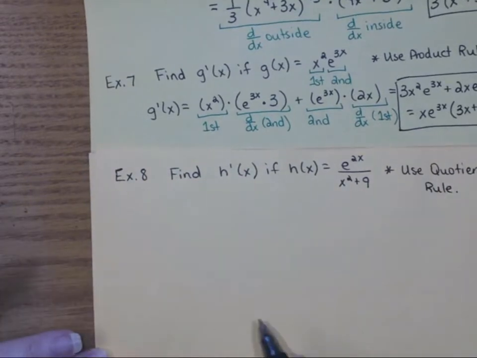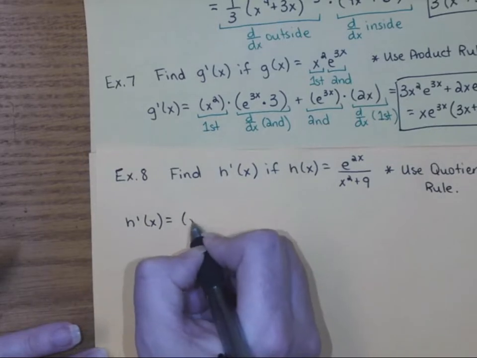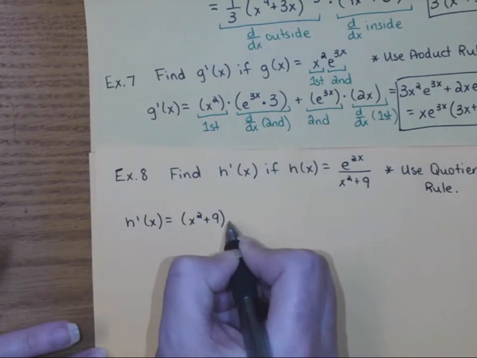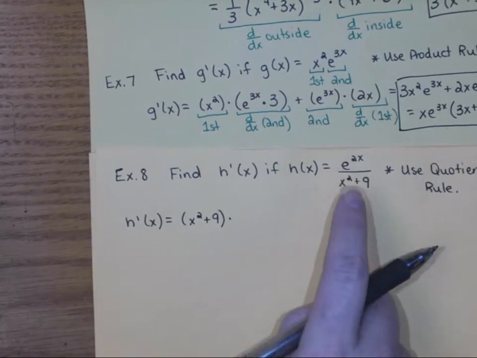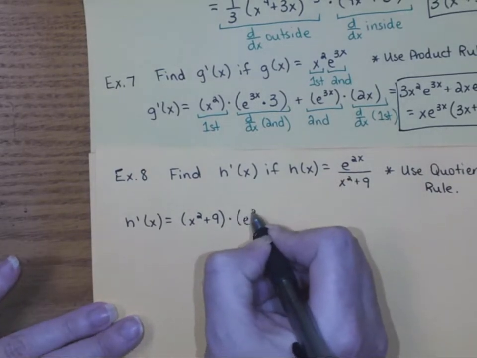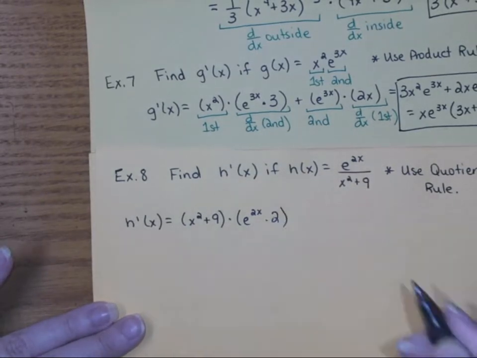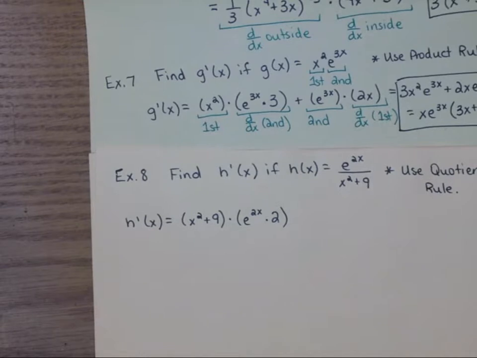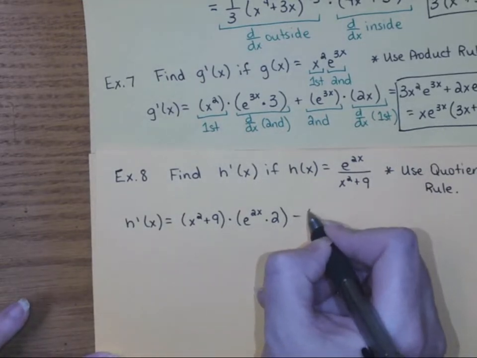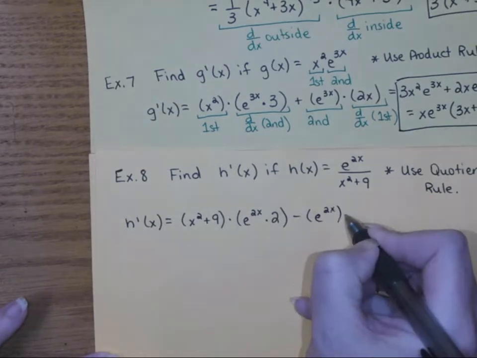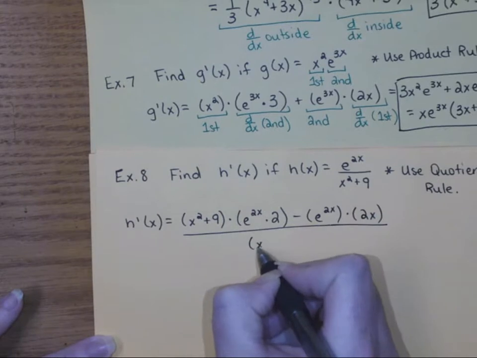So again, hopefully you remember this. But remember the formula for quotient rule. Use parentheses. Bottom times derivative of the top. So here's where chain rule comes in. The derivative of e is always itself, but when the power is not just x, you also have to multiply by the derivative of the exponent itself. So that's bottom times derivative of the top minus the top times the derivative of the bottom, and then all over the bottom squared.